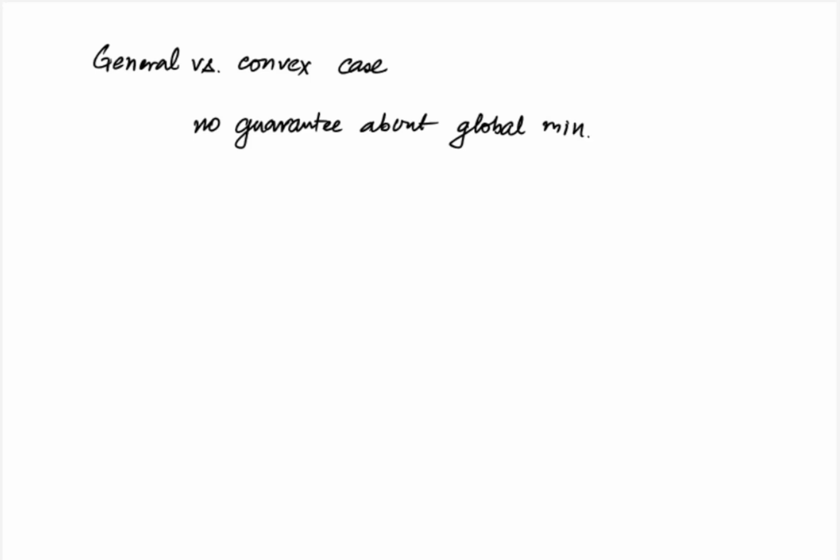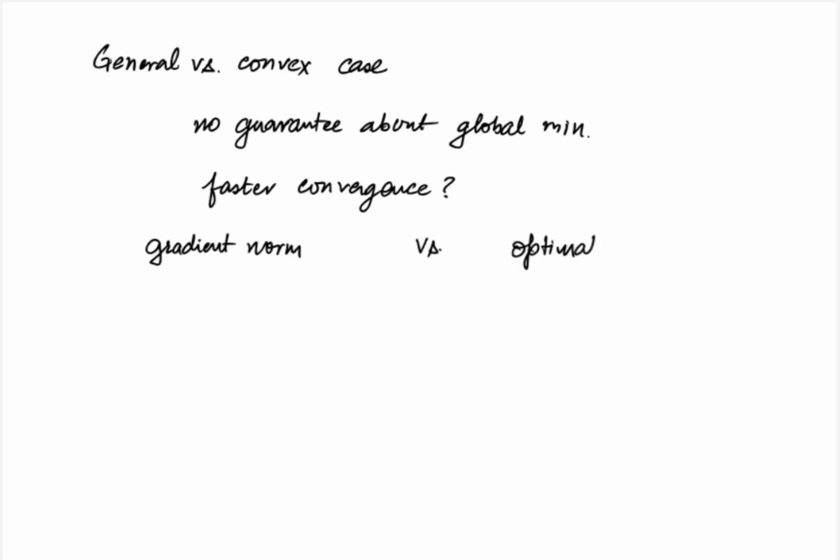Having obtained the oracle complexity of constant step size gradient descent for the general case, let us compare it with the convex case. Of course, we do not have the guarantee about global minimum here, only regarding the stationary point. But is there a difference beyond that? Does the gradient descent algorithm exhibit faster convergence if the function is convex? The comparison is a bit tricky because we are now dealing with two different metrics in two different proofs. We use the gradient norm for the general case and we use the optimality gap for the convex case.